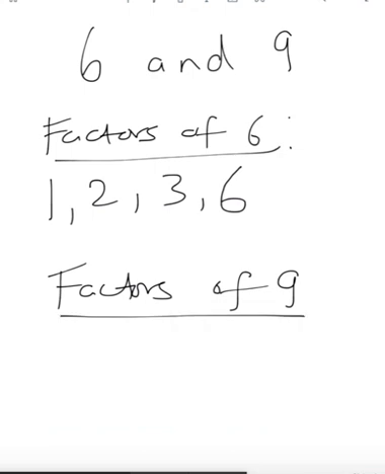So factors of 9. Once again, do the same thing. 1 goes on the first end and 9 on the other. And what other numbers divide into 9? I know 2 can't, I know 3 can, 4 can't, and that's it. So 1, 3, and 9.